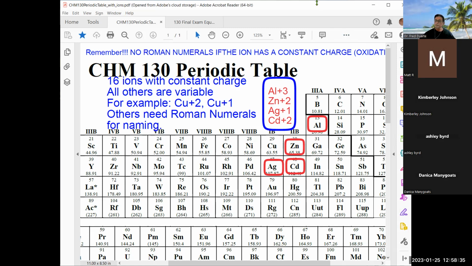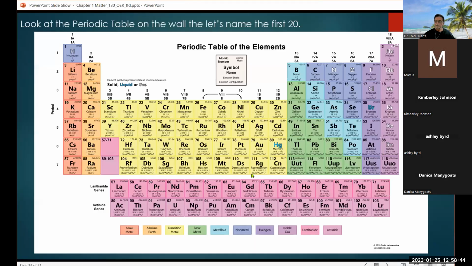All right, so let's go back. I just went through the periodic table. It's just a different periodic table here. It helps you out with naming, but we'll get to that in a bit.